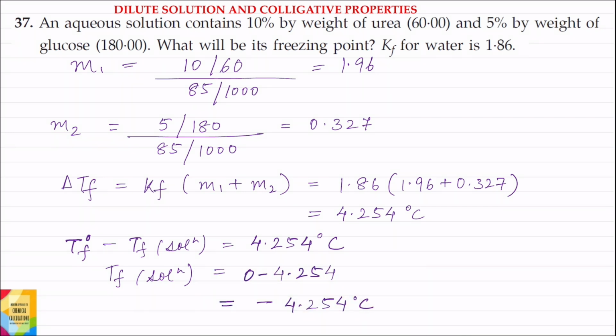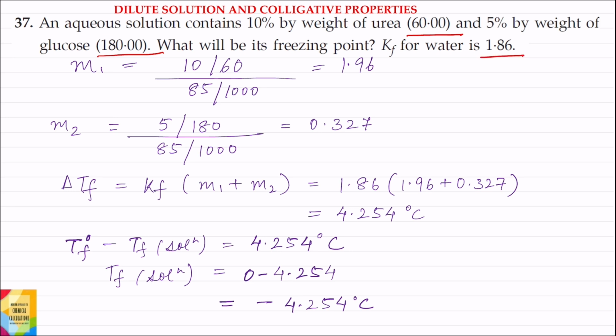An aqueous solution contains 10% by weight of urea, molecular weight is 60, and 5% by weight of glucose, molecular weight is 180. What will be its freezing point? Kf for water is 1.86.